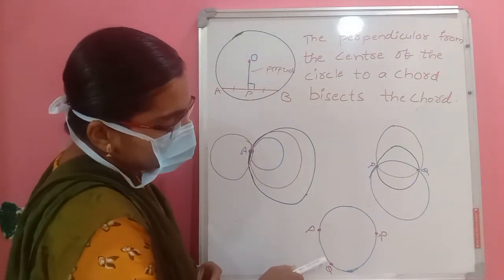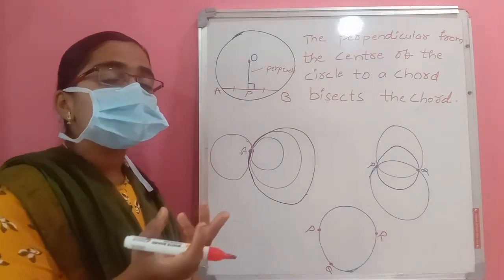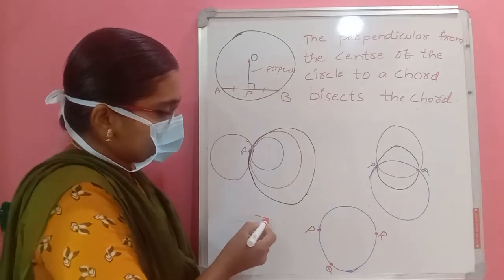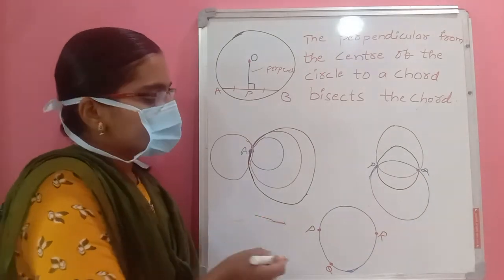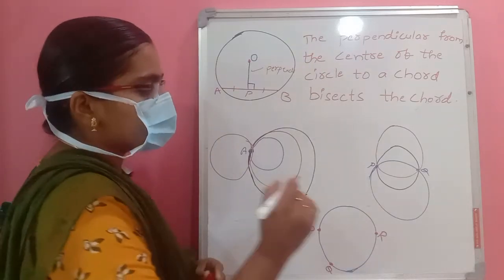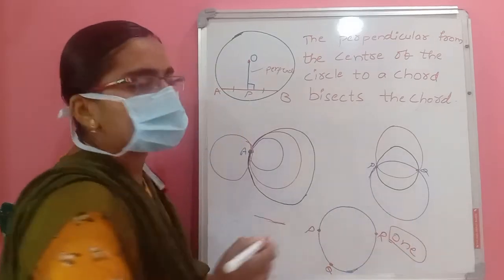Then you have taken 3 points, P, Q, R. Any 3 non-collinear points means those three cannot form a straight line. So through any 3 non-collinear points we can draw one and only one circle.